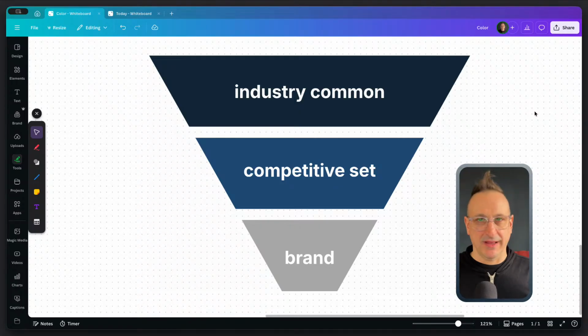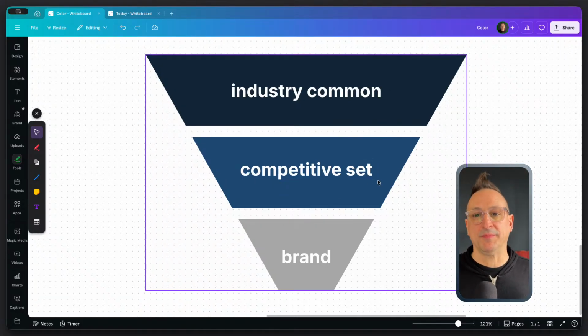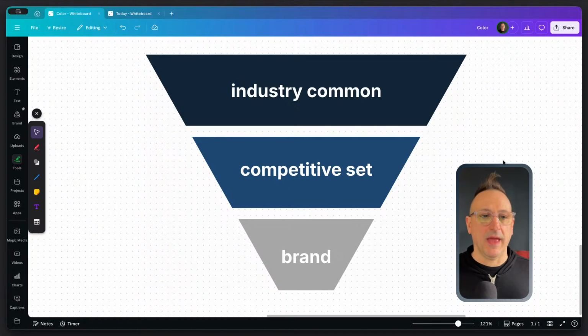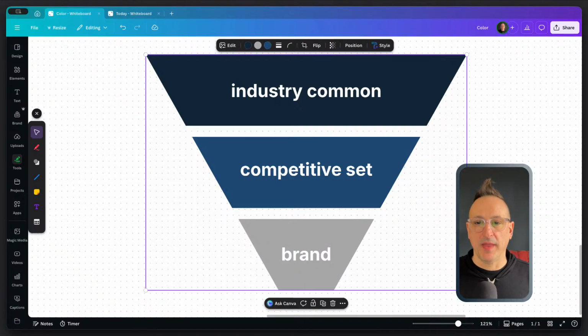Not everything, like I don't think you could do that with sneaker brands, right? But you could certainly do it with major retail brands. Now, the brand may have a very specific competitive set, and they may all follow the industry common, or they may break the rules in their own special way. And this is important because of the third one, the brand.